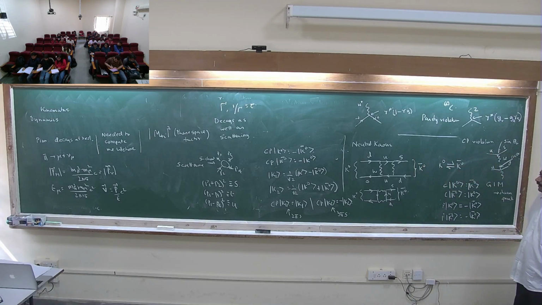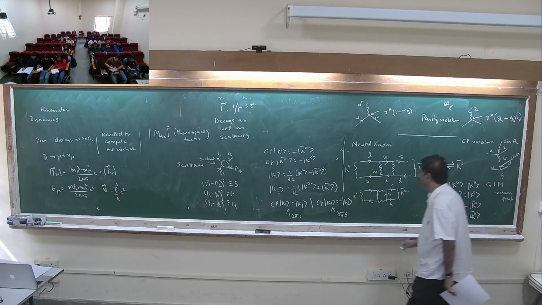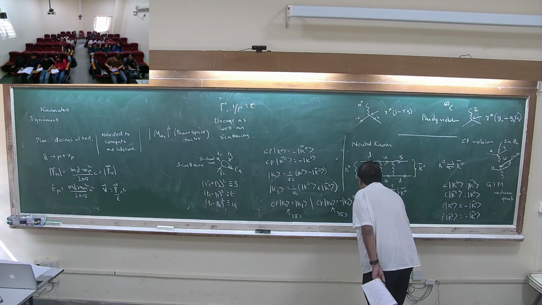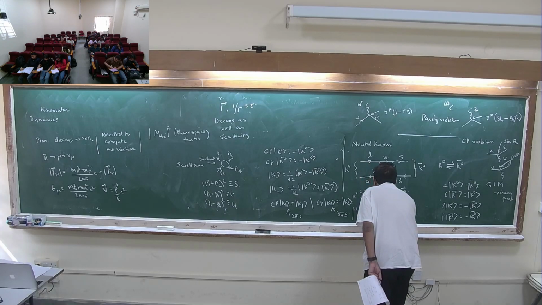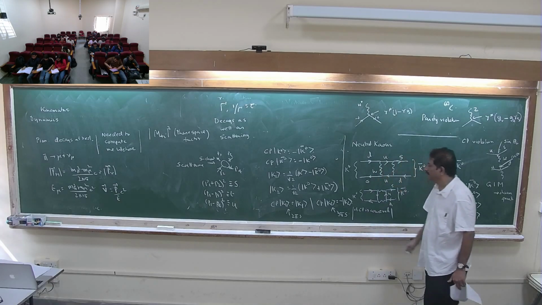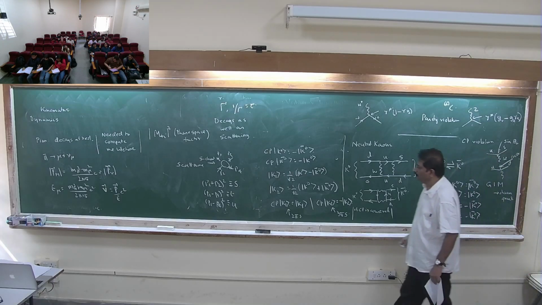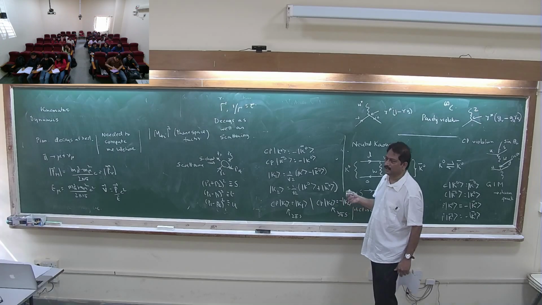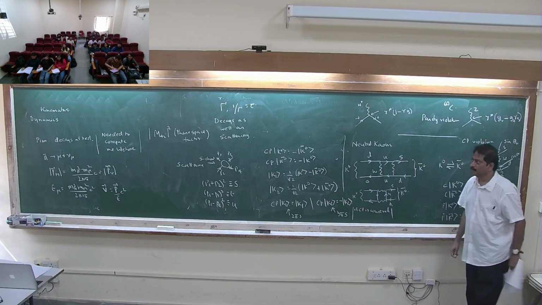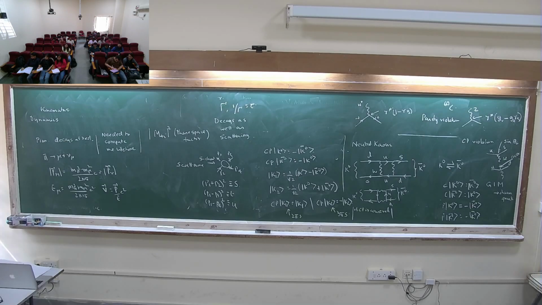If CP is conserved, but it is found that at some small level this is actually not true, because one of them actually decays into the other. I leave it as a small homework problem for you to figure out exactly how CP is violated because of this K0. Okay, so you can figure that out.